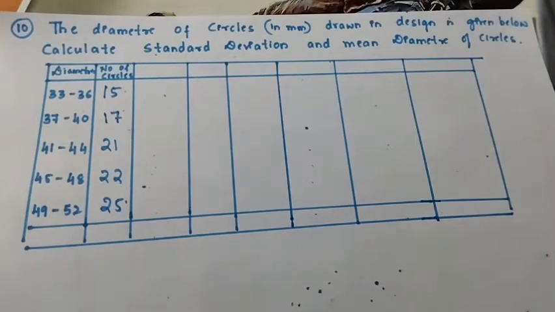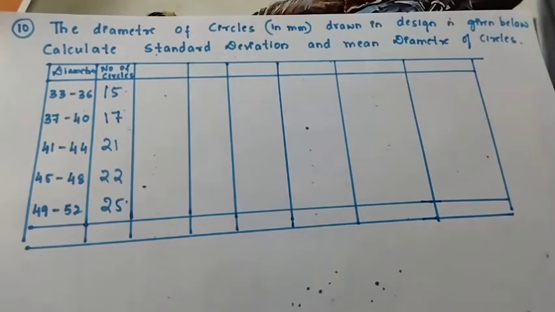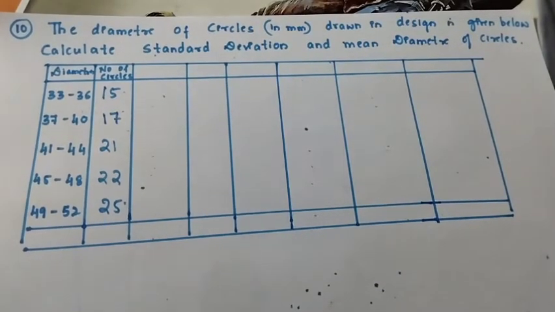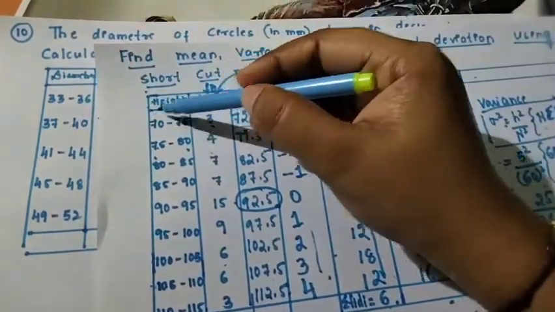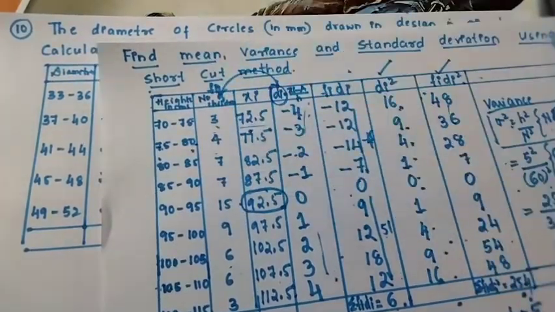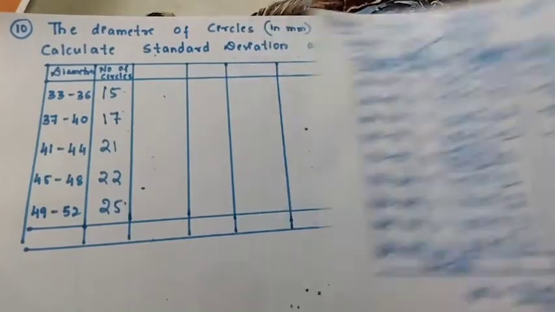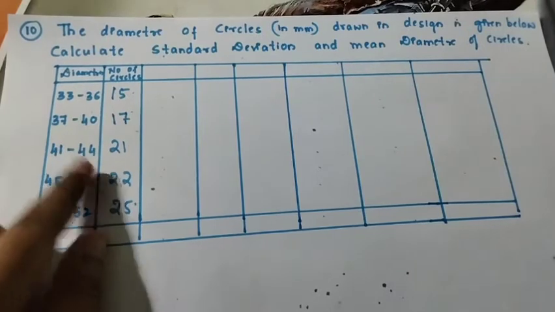Okay, you have to calculate both the mean diameter and the standard deviation. You can use any method here, so I am using the first method. To use the first method, first see the class intervals. In the previous two examples, the class intervals were continuous, for example 70 to 75, 75 to 80, 80 to 85. Okay, in this example they are not continuous: 33 to 36, next 37 to 40, 41 to 44.